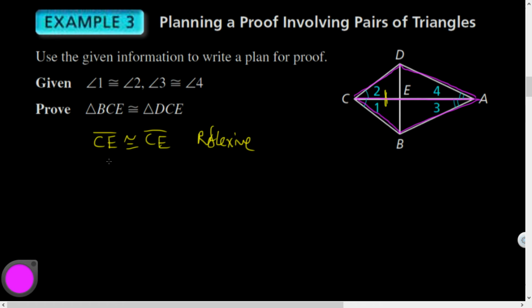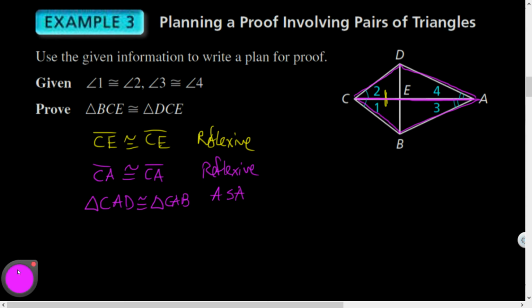Reflexive on who? CA to CA is congruent to itself by reflexive. Angle, side, angle. The side was in the middle of the two angles for any one of those given triangles. So I can say triangle CAD is congruent to triangle CAB, and that is true by angle, side, angle.